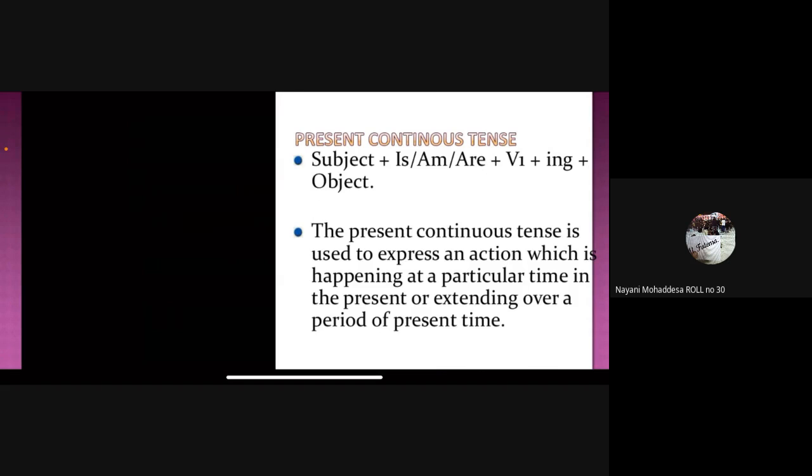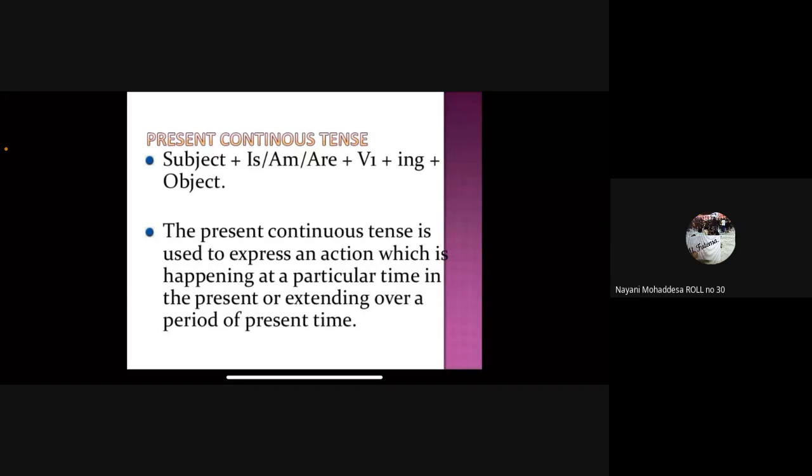Now, who else will read from present continuous tense? Sir, can I? Yes. See over here, let me just tell you. In the heading, continuous spelling is wrong, but later on they have corrected it. So when you write, see that the second one is the correct one. C-O-N-T-I-N-U-O-U-S. Please read.